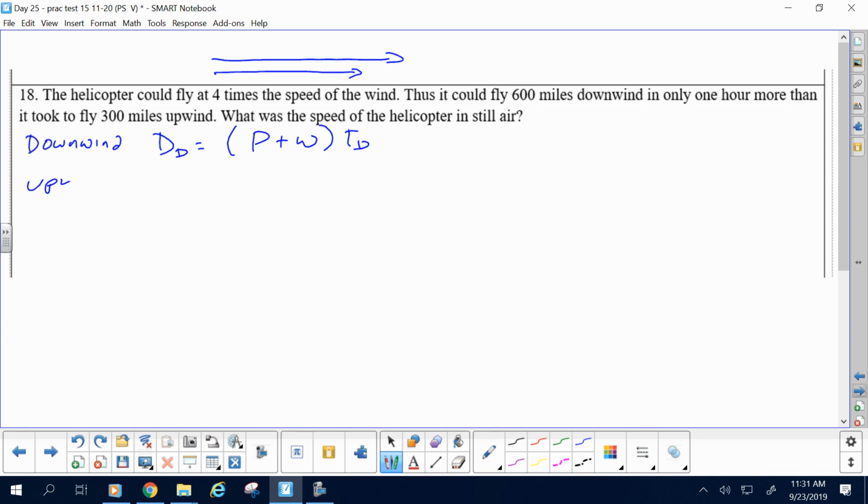And upwind is plane take away the wind that's fighting against you. All right. Then it's figuring out what all to put in. So what about the helicopter could fly at 4 times the speed of the wind? That means plane is, guess it could have been helicopter, my bad, but you get the idea. Plane is 4 times the wind, yeah? So I can put that in. 600 miles downwind, 1 hour. I'll put the distances in. There's not a lot of thinking to do there. What about the time? What do you make out of that time?